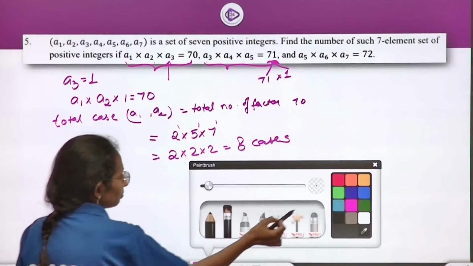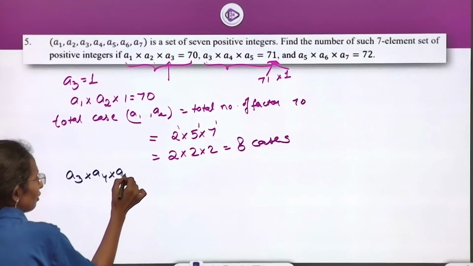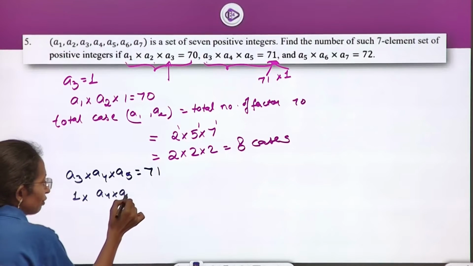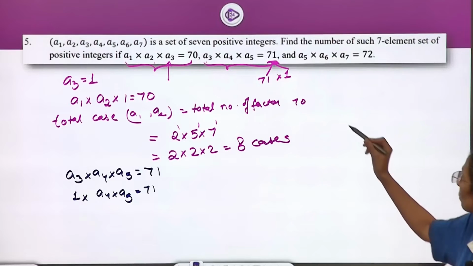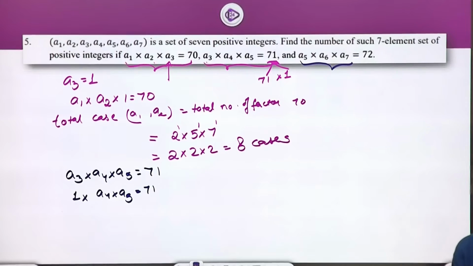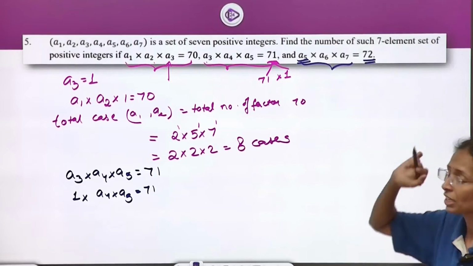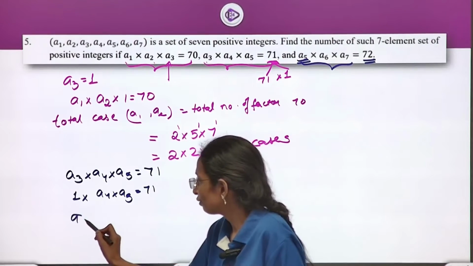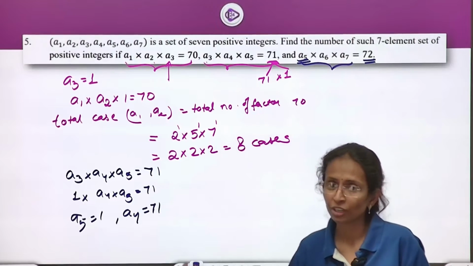Now we come to A3 into A4 into A5, which is equal to 71. A3 is 1. Now for A4 into A5, one of the numbers can be 1 and the other is 71. Now we come to A5 into A6 into A7, which is equal to 72. Observe that if A5 is 71, then the product must be a multiple of 71, which it is not. So A5 is equal to 1 and A4 is equal to 71. No other cases are possible for A4 and A5.